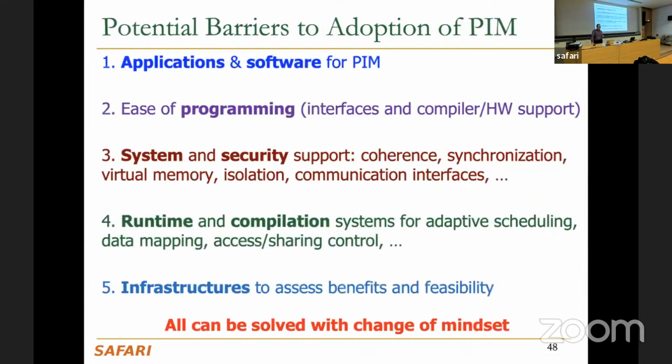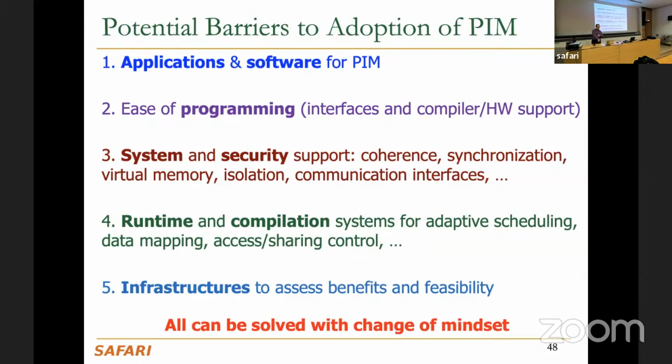Processing memory is great, as you can see, but there are many challenges that we should address in order to see adoption of processing memory into the computer system. These are some examples, like applications and software for PIM. We need to think about what applications can benefit from PIM. Ease of programming is also an important thing. You need to come up with solutions or designs that make sure you can program for PIM much more easily.